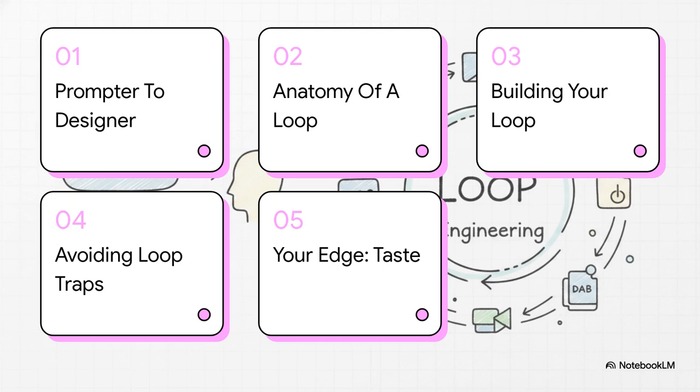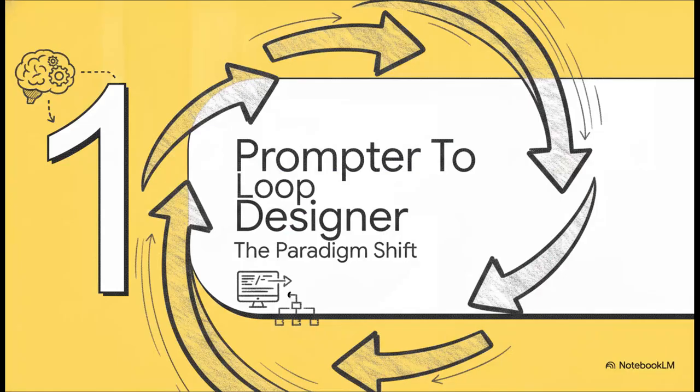So here's our roadmap for today. We'll go from prompter to loop designer, break down the anatomy of a loop, look at building your first loop, figure out avoiding common loop traps, and finally we'll talk about your ultimate edge, taste. Okay, section 1. From prompter to loop designer, the paradigm shift.